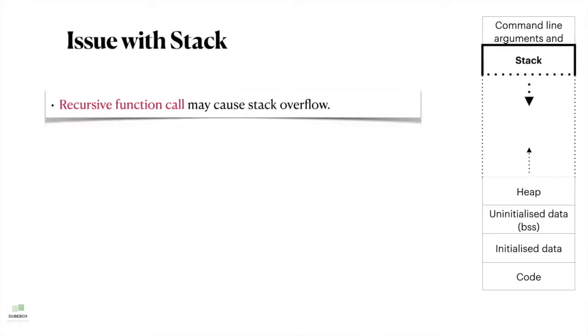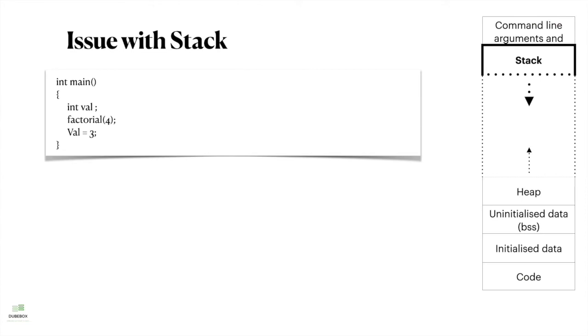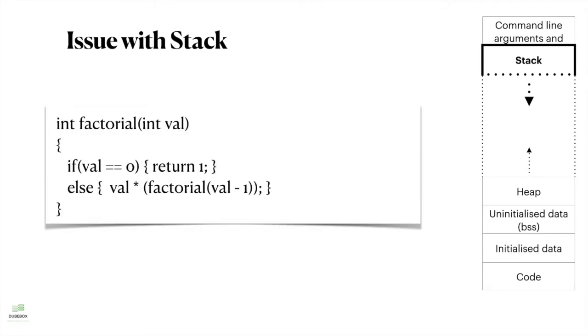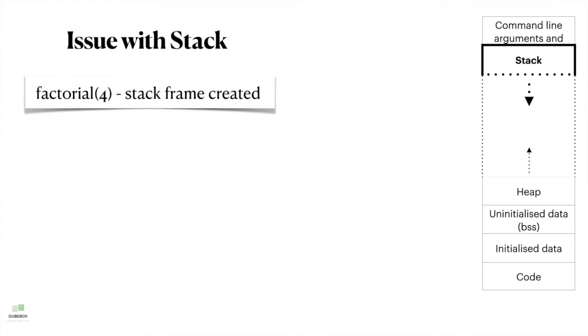Next, we'll understand the issue with the stack. As we know, a stack contains all function calls, meaning all stack frames. Let's take an example of a recursive function. Here we have main, where we are calculating the factorial of 4. One stack frame will be created for the main function. Next, one more stack frame will be created for the factorial API. This factorial API calls itself recursively, and it has a base condition, val equals 0, where the recursive calling will end. Here main calls factorial of 4, so a stack frame will be created.